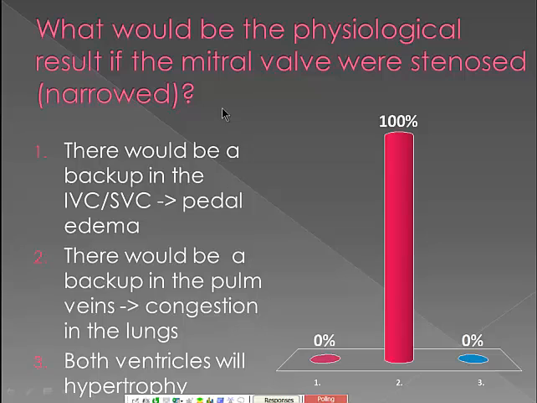Excellent. Yes, the mitral valve, which is present on the left side. So if that was stenosed, it would back up in the left atrium. It can't go from left atrium into the left ventricle. All of it cannot pass through. So it will back up in the left atrium, in the pulmonary veins, in the lungs, and there'll be congestion there. So this is the right answer. This would be if there was a tricuspid valve stenosis.